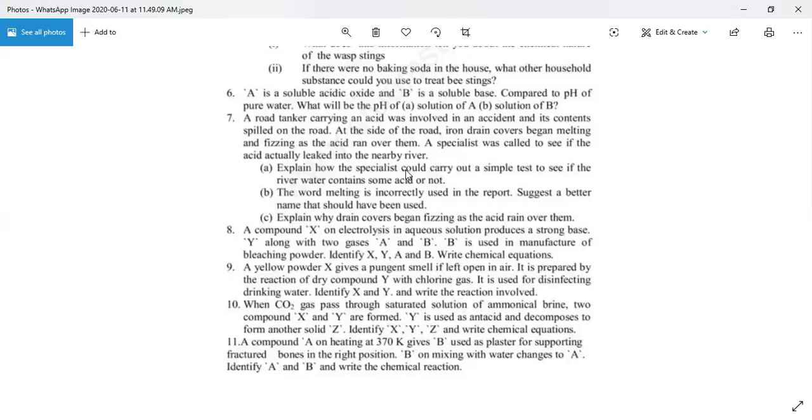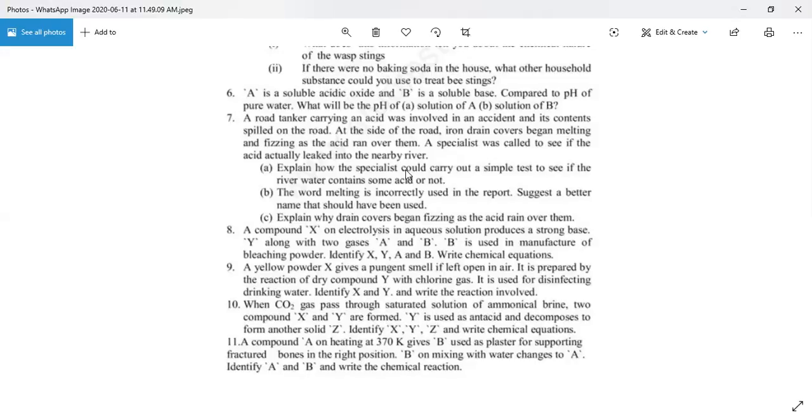Yeah. Then compound A on heating at 373 Kelvin gives B, used as plaster for supporting fractured bones in the right position. B on mixing with water changes to A. Identify A and B and write the chemical equation. Arvind?